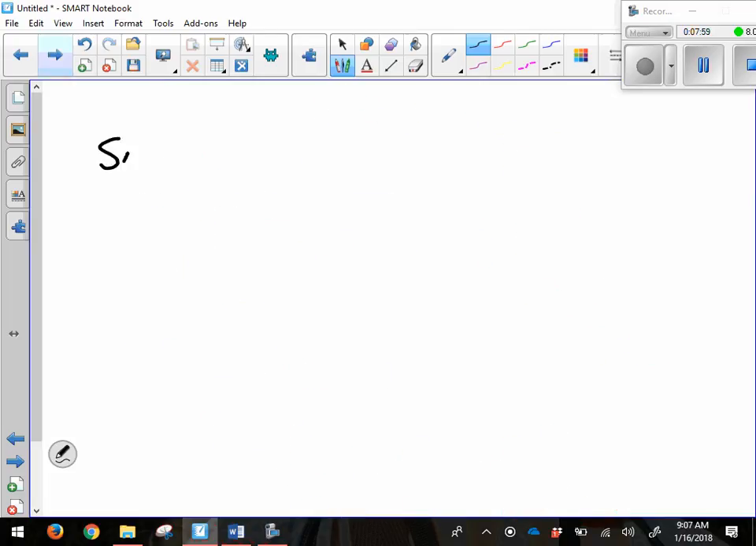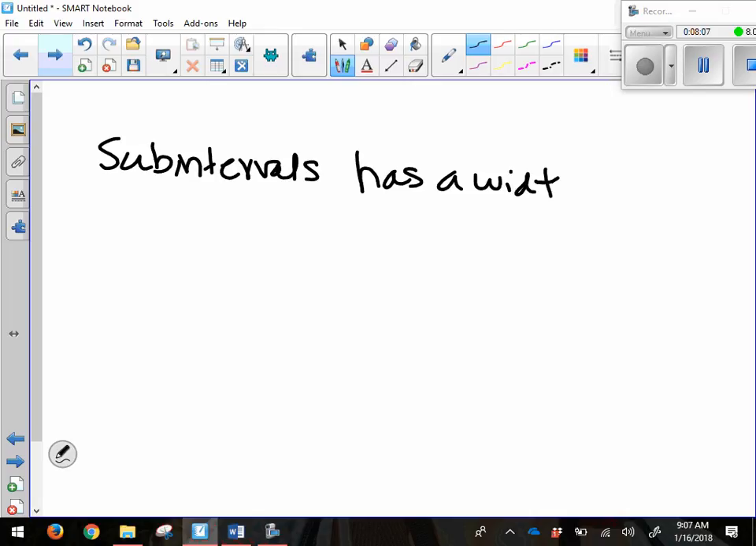So each of my subintervals has a width delta xk that's equal to xk minus xk minus 1. Which might look a little weird, but just hold on for a minute and we'll write down an example or two.